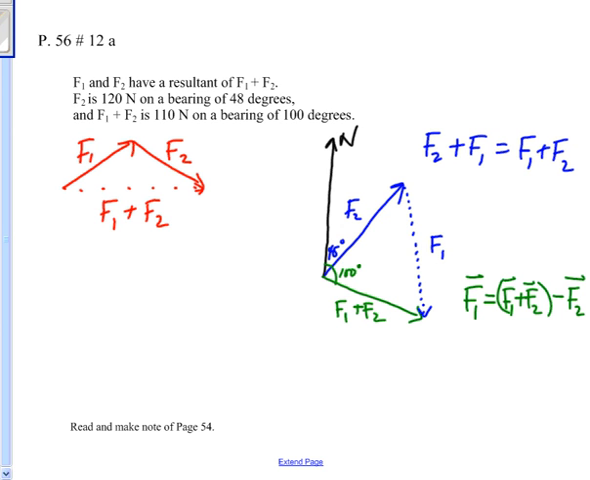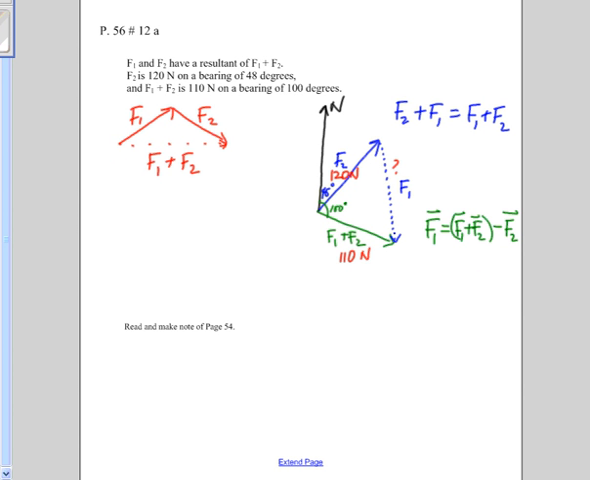Let's put the values that we know. We know force 2 is 120 newtons. Force 1 is the question mark, and the resultant is 110 newtons. And we have our angles there. So let's find that force. We need to use trigonometry again. I want to know force 1. I'm going to have to use the cos law.